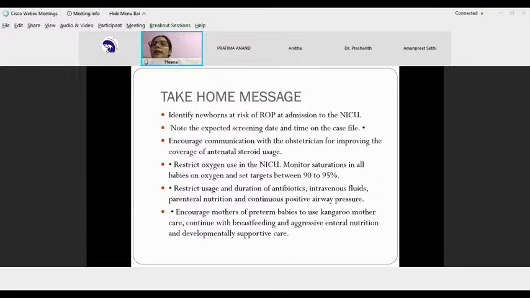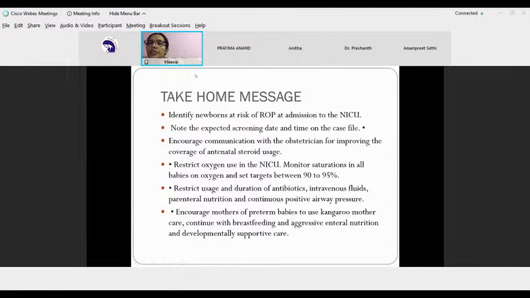Restrict the duration of antibiotic use. We have to see our chart, which day of antibiotic it is, day 2, day 6 or day 7. In case there is any issue, we have to inform our pediatrician. Also with intravenous fluid, parenteral nutrition, and CPAP. Encourage mothers of preterm babies to use kangaroo mother care, continue with breastfeeding and aggressive enteral nutrition.